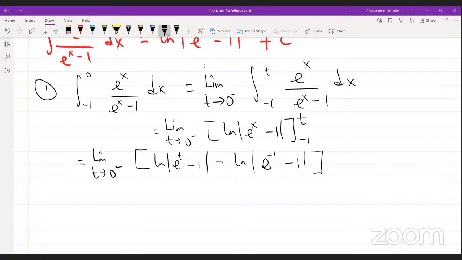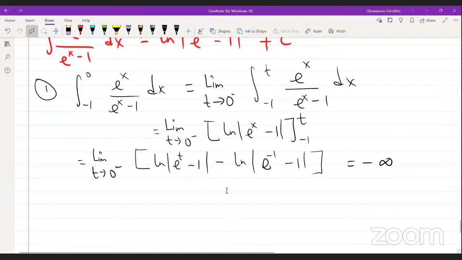Now I need to compute this limit. As t goes to 0 from the left, what happens, guys? This is just going to be undefined. How do I know? If you plug in t equals 0, e to the 0 is what? 1. 1 minus 1 is 0. What is ln of 0? Infinity. But you're approaching it from the left, so that means this guy is going to be negative infinity.